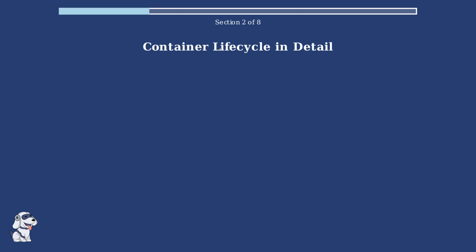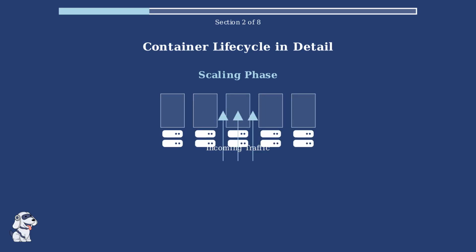The scaling phase represents CloudRun's dynamic response to traffic demands. This automated process ensures your application can handle varying loads efficiently. CloudRun continuously monitors incoming traffic and automatically creates or destroys container instances as needed. This ensures optimal resource allocation without manual intervention. When traffic decreases, CloudRun automatically scales down by terminating unnecessary instances, optimizing costs while maintaining service availability.